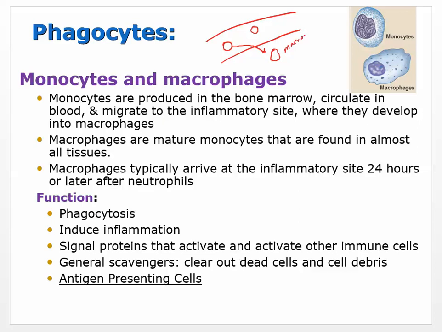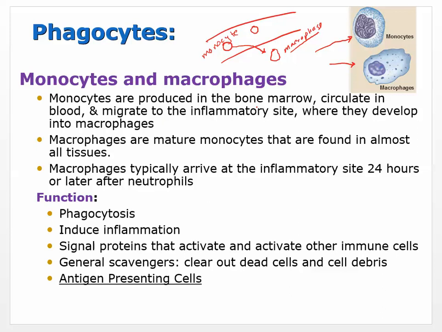Okay? So they're the same basic cell, but when they're floating around, they're monocytes. And then when they move into the extracellular fluid in the interstitial space, they become macrophages. And you can see that they're morphologically different, which means that they look different because they've been activated. So the monocytes that are activated become macrophages, and that happens when they move into the tissue.